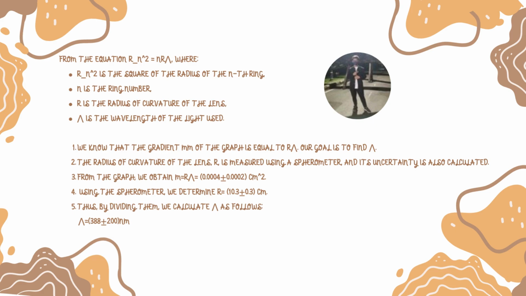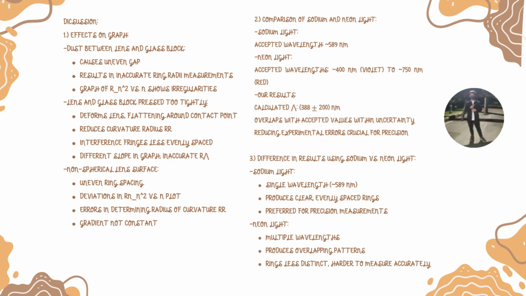From the graph, we obtain m equals R lambda equals 0.0004 plus or minus 0.0002 centimeters squared. Using the spherometer, we determine R equal to 10.3 plus or minus 0.3 centimeters. Thus, by dividing them, we get lambda equal to 388 plus or minus 200 nanometers.